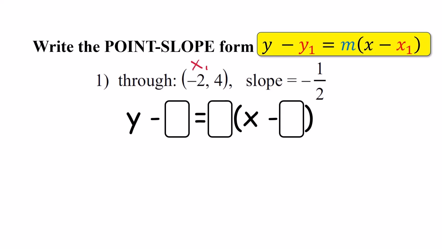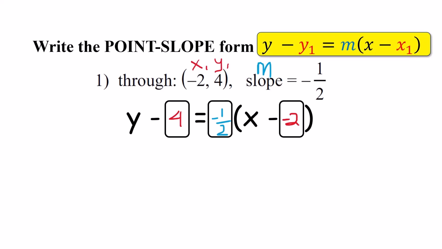So for the point that we're given, the x1 is -2 and the y1 is 4. The m is the slope, and that's going to be -1/2. It's easier to remember that y's go with y's. So y1 goes with the y variable in the formula. The slope is all by itself, and the x1 is going to go with the x. Y's go with y's, x's go with x's.